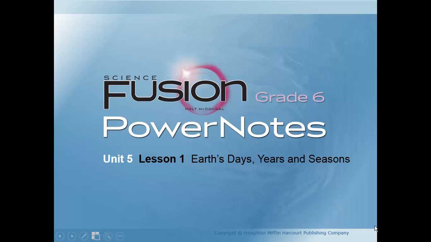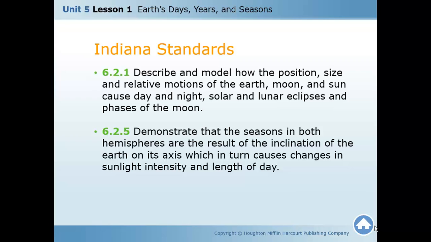All right, today we're going to start Unit 5, Lesson 1, Earth's Days, Years, and Seasons. Your standards are 6.2.1 to describe and model how the position, size, and relative motions of Earth, Moon, and the Sun cause day and night, solar and lunar eclipses, and the phases of the Moon. We won't cover phases of the Moon in this lesson, but we will in the future lessons.